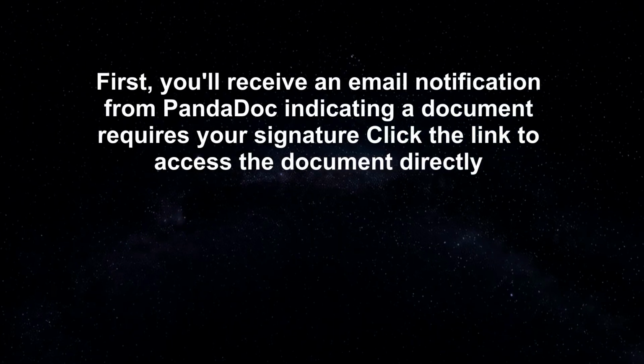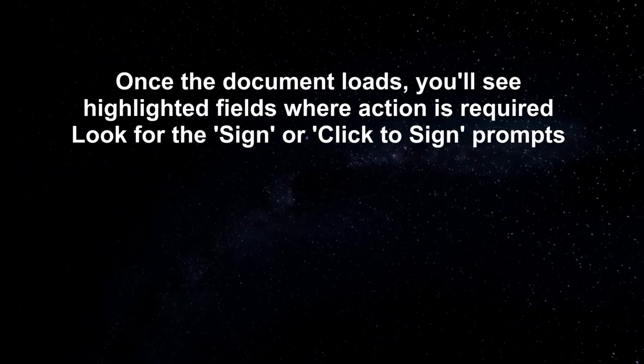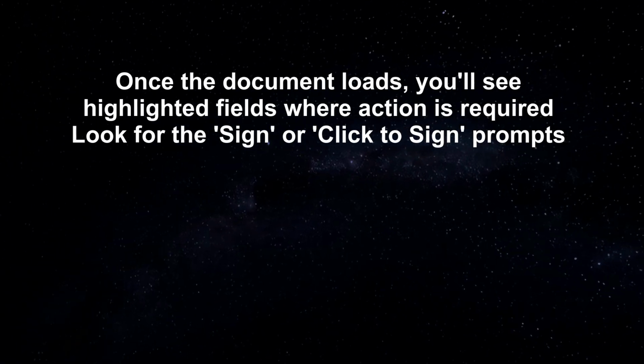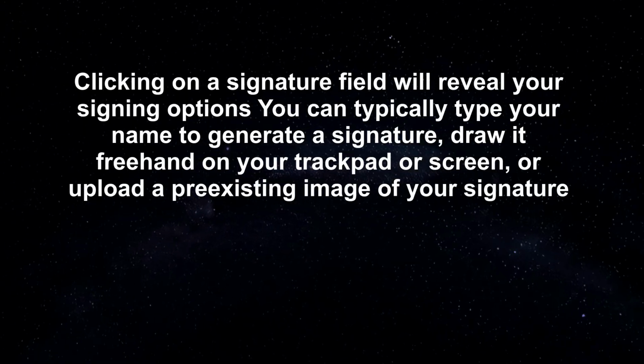Click the link to access the document directly. Once the document loads, you'll see highlighted fields where action is required. Look for the sign or click to sign prompts. Clicking on a signature field will reveal your signing options.